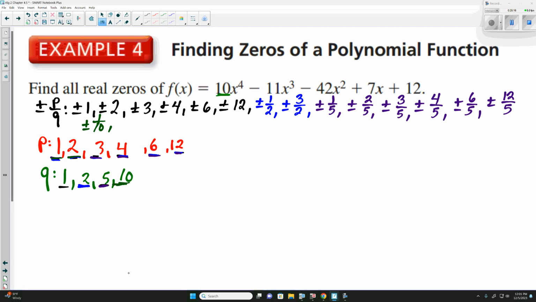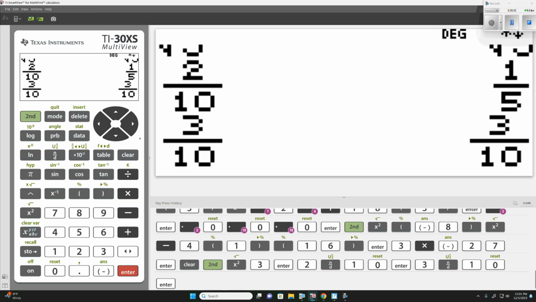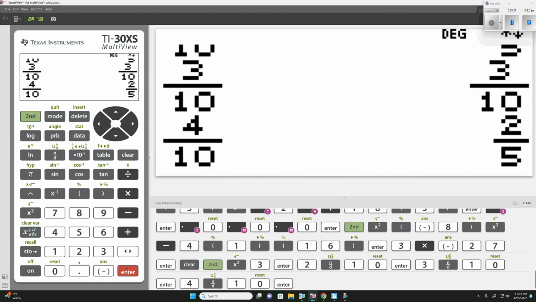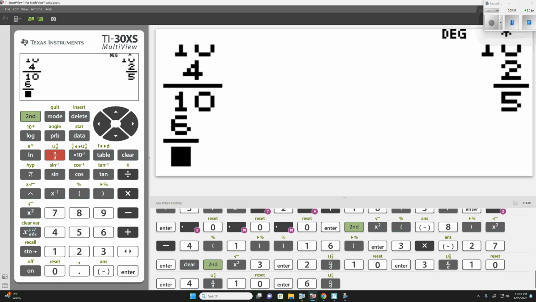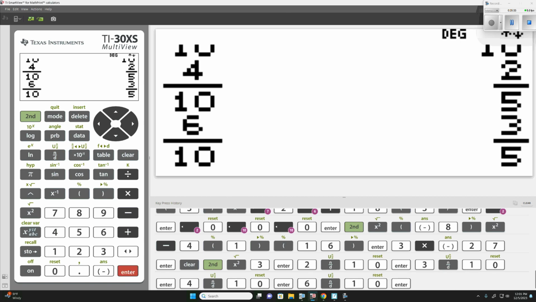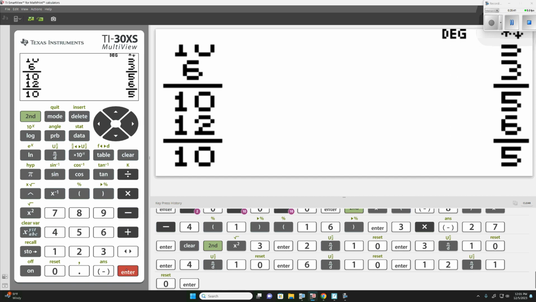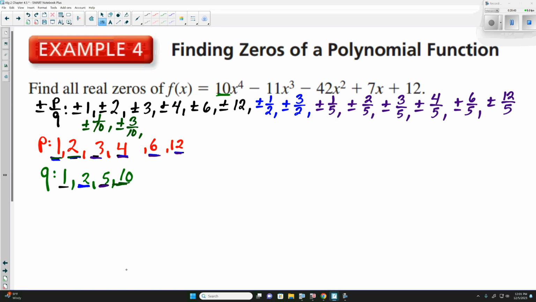3 over 10. 3/10, we do not have it. So plus or minus 3/10. We move on to 4/10, which is 2/5. It is already listed. 6/10 is 3/5. We already have it listed. And I believe the last one is 12/10, which is 6/5, which is already listed as well.